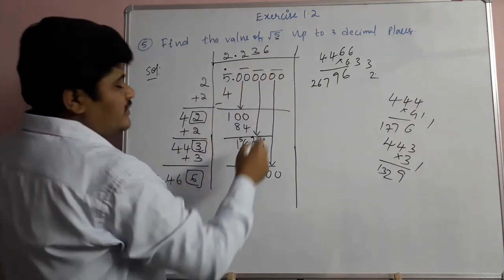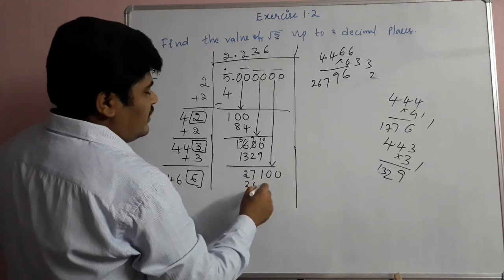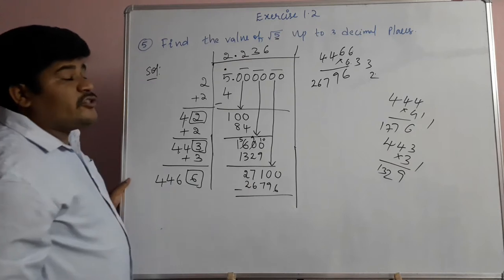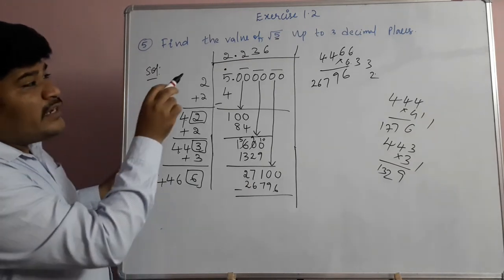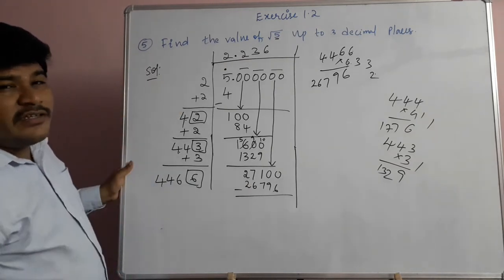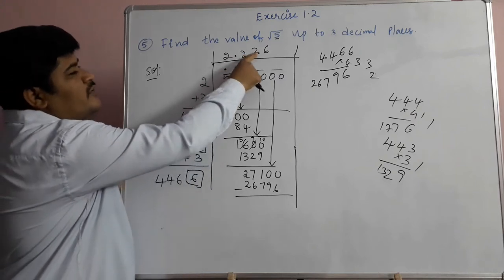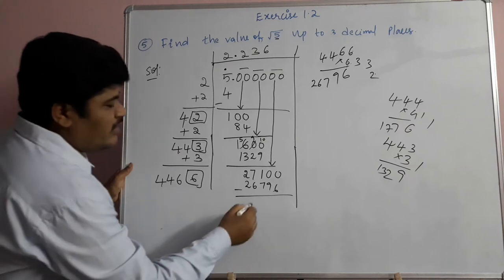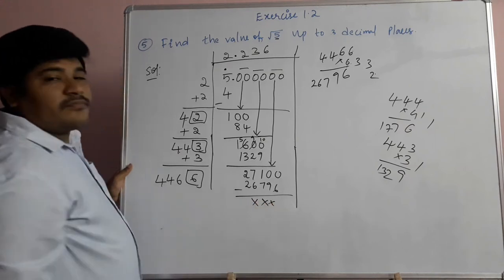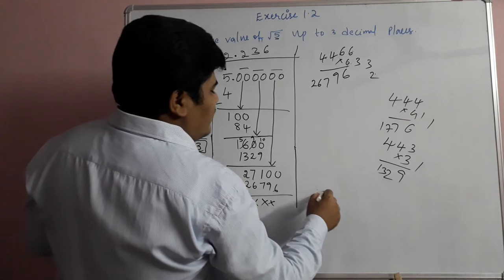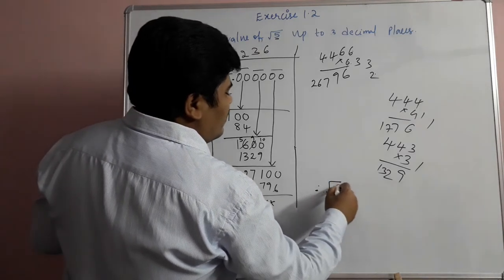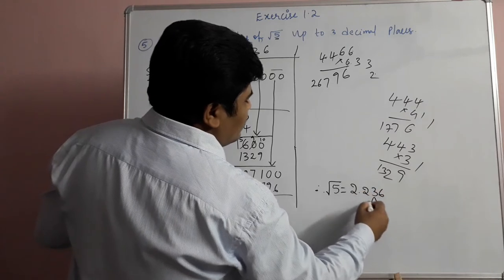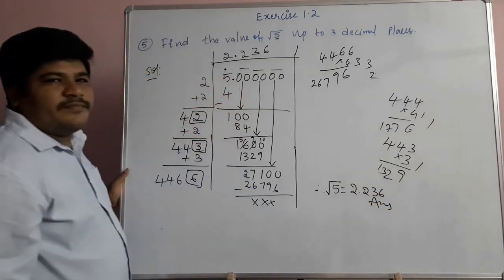And children, the nearest small number is 26,796. Here we have to subtract this value. And students, how many decimal places are they asking? 3, no? So after the decimal point, 1 2 3. So there are 3 digits after the decimal point. Here you can find the remainder. So you can write here, therefore under root of 5 is equal to 2.236. So this is the answer.